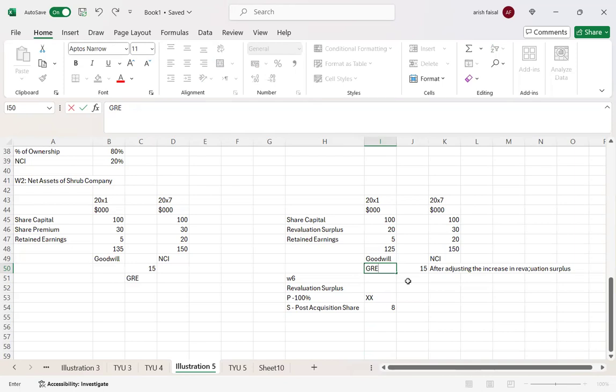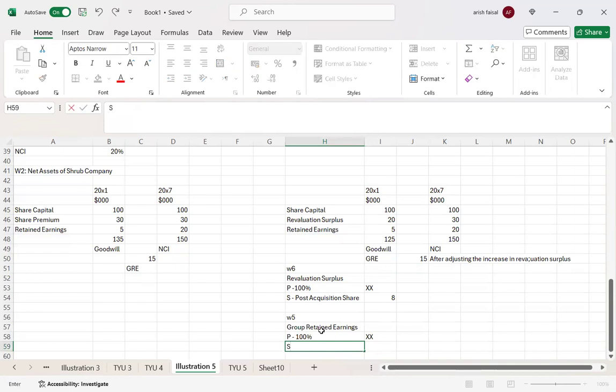So from that 10, that 80 percentage, you're putting it in the revaluation surplus, and likewise, when you were doing working number five for the group retained earnings, which I will be showing to you again also, we have to take the parent 100 percentage group retained earnings, and you also have to add up the subsidiary post acquisition share. So in that case, it's going to be 80 percentage of this one, 15.